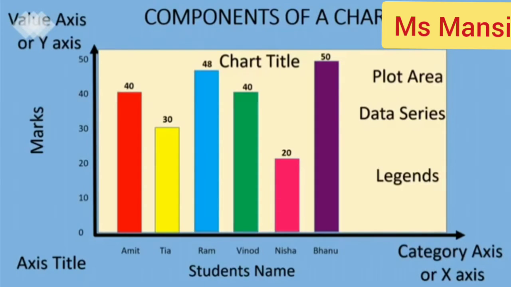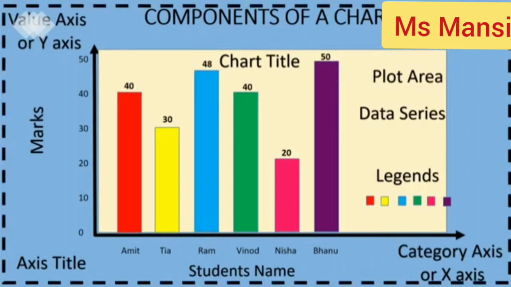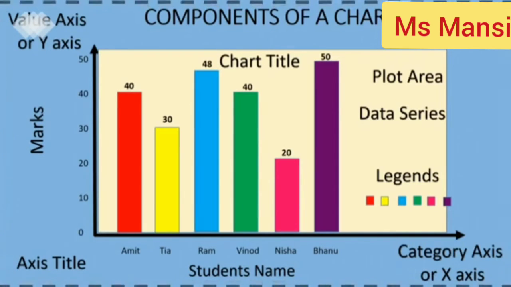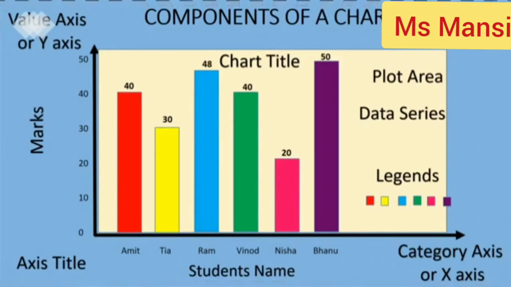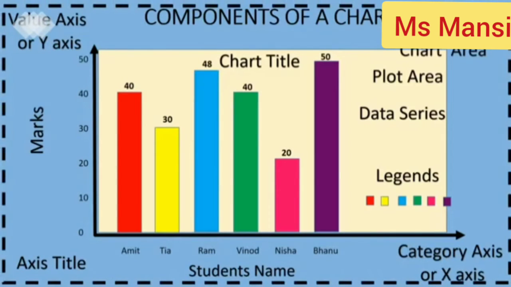And chart area includes all the areas and objects in the chart, like plot area, data series, legends, axis title, x-axis and y-axis. These we all include in chart area. Have you understood about chart area? We can include grid lines also. Grid lines can be either horizontal or vertical lines depending on the selected chart type. This is your chart area, and we can include grid lines in it.